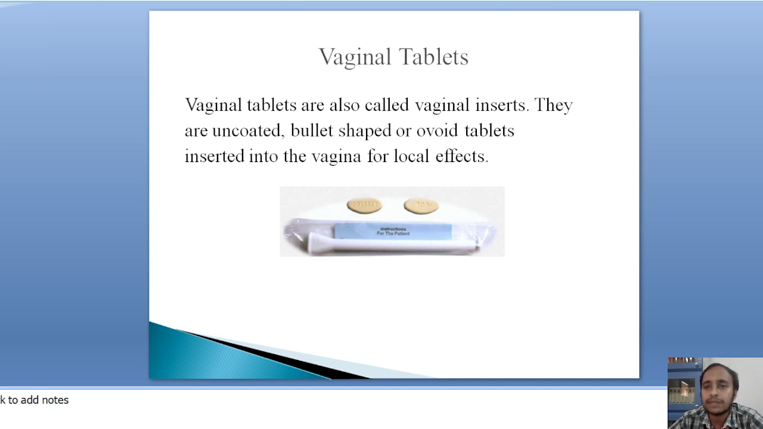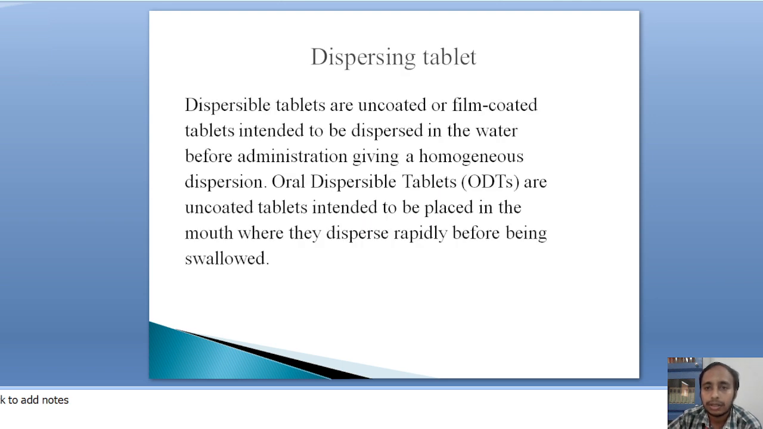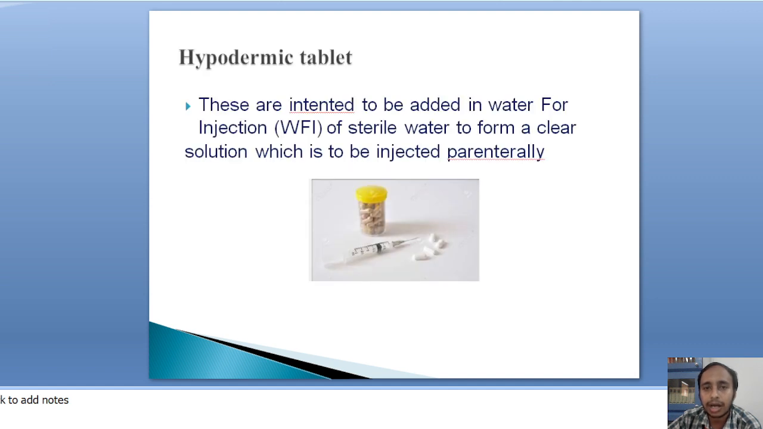Next are vaginal tablets. These are placed in the vagina to prevent bacterial infections. Then effervescent tablets. As I said, Disprin is an important example, and you mostly know that Disprin is a tablet. Gases are released because of the presence of bicarbonate and citric acid. Dispersing tablet. Then hypodermic tablets.